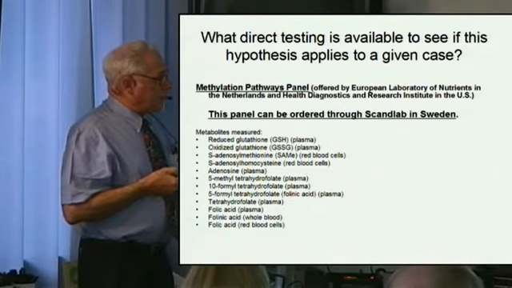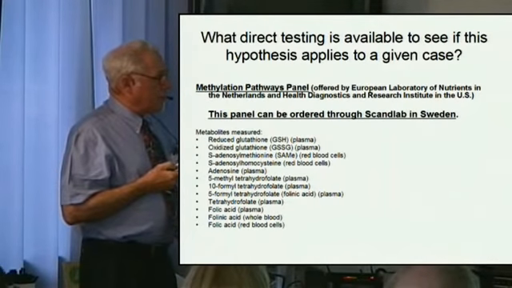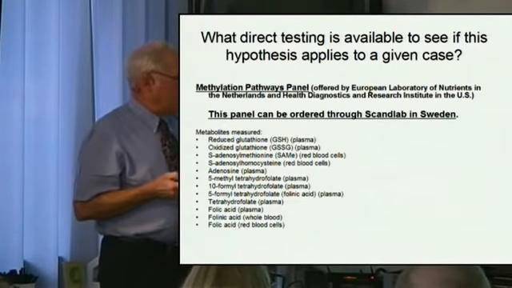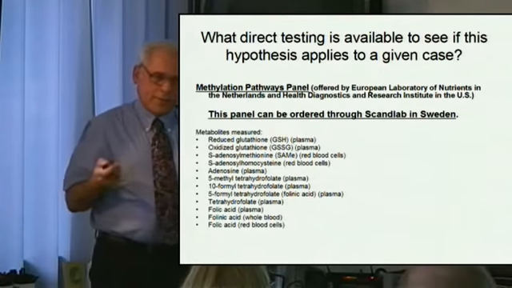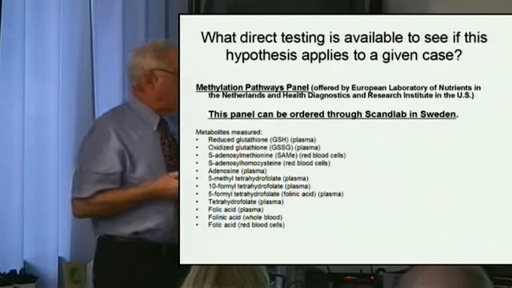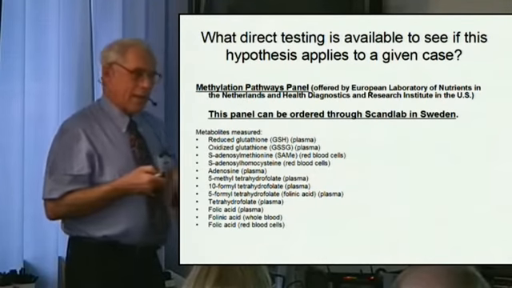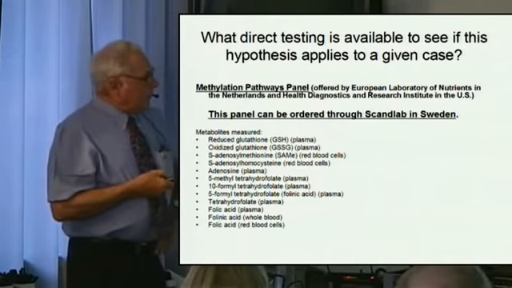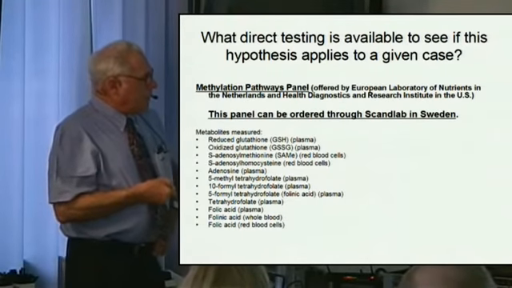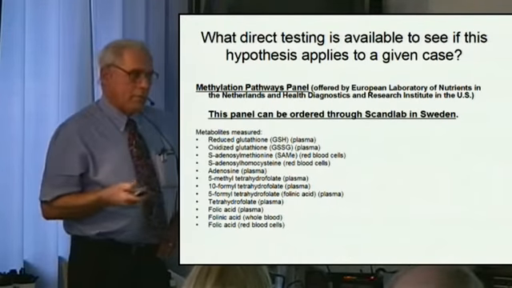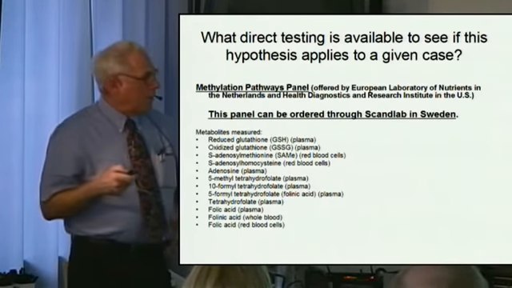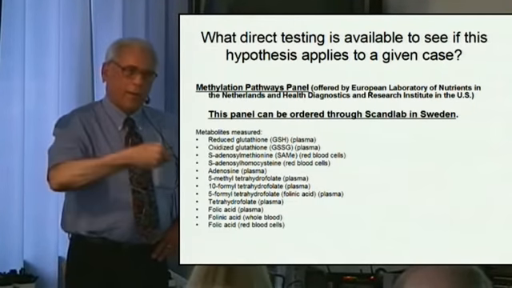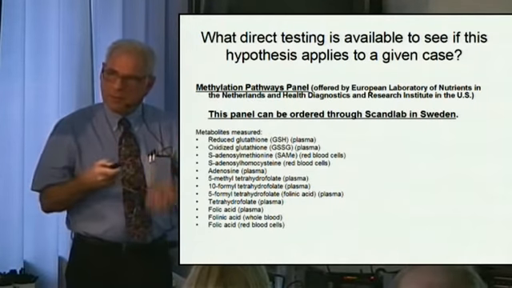But we have found that the plasma measurement is a better one to make than whole blood or red blood cells. There are other labs that offer total glutathione in the red cell. That's the easiest one to do. But it really matters whether it's reduced, which is the active form, or whether it's oxidized. So you really want to know that. Anyway, this one is a good diagnostic for whether this model really is involved in a given case. It also gives you baseline data so that if you do some treatment, you can run this panel again and see whether you've had some improvement.